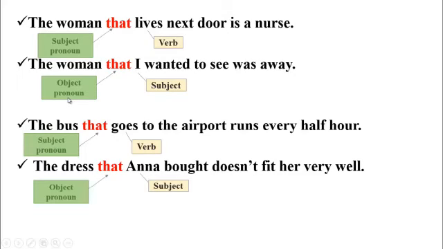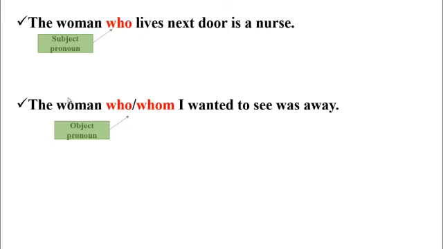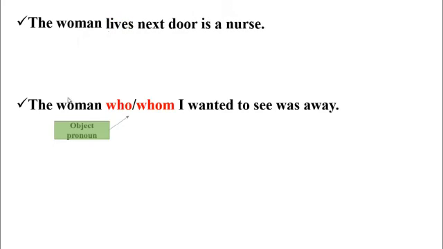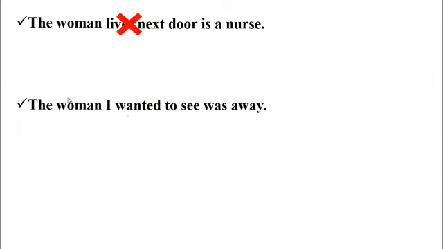So why are we talking about subject and object pronouns? Because if the relative pronoun is an object pronoun, it can be omitted. If it is a subject pronoun, then it can't be omitted. For example, in the first example, the woman who lives next door is a nurse. Here you can't say, the woman lives next door is a nurse. Here it's incorrect. Why? Because the relative pronoun here is a subject pronoun. While in the second example, the woman who or whom I wanted to see was away, here you can omit the relative pronoun and you can just say, the woman I wanted to see was away. Why? Because it is an object pronoun.